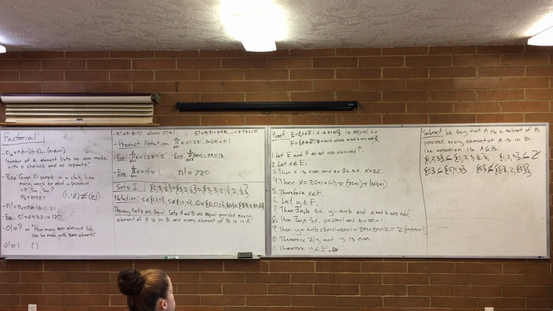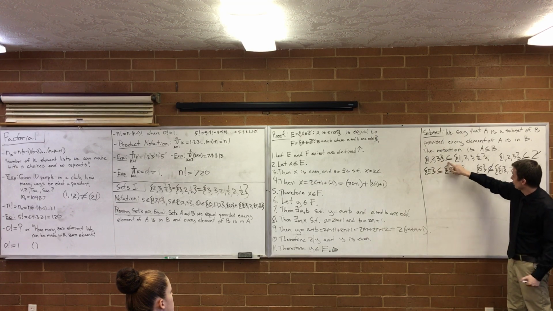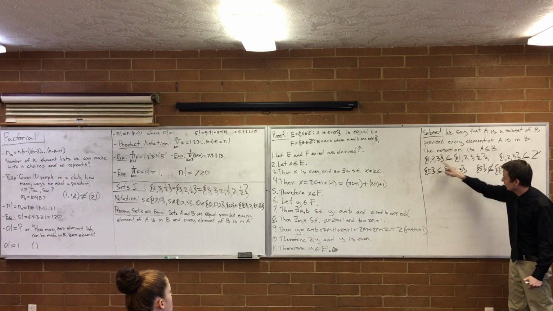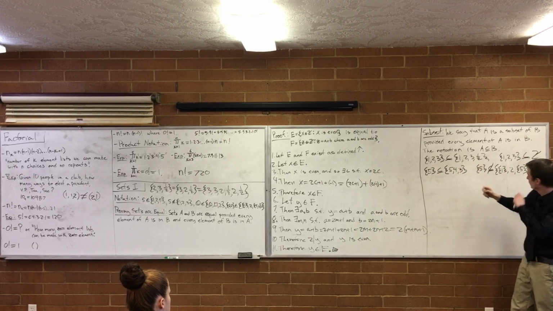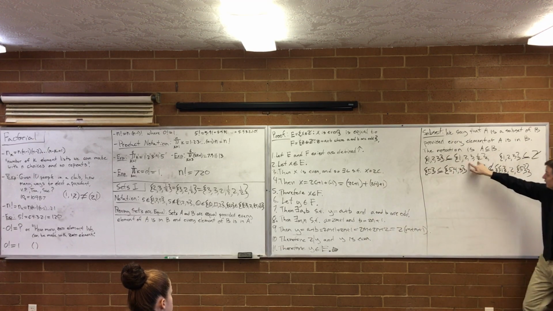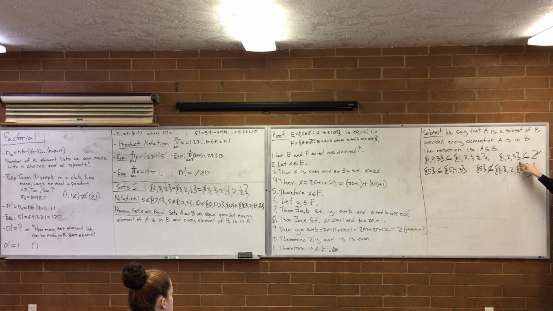Make sure we understand the difference between subset and is an element of, because it's going to throw you off most likely as this class goes on. So 1, 2, 3 is a subset of this because 1's in there, 2's in there, 3's in there. Everything in here is in here, but not the other way around. This is not a subset of this. The second thing: 1, 2, 3 is a subset of the integers. 1 is an integer, 2 is an integer, 3 is an integer.